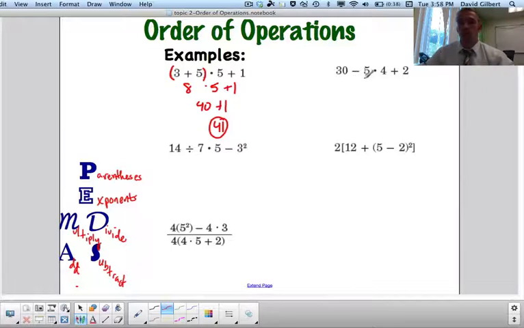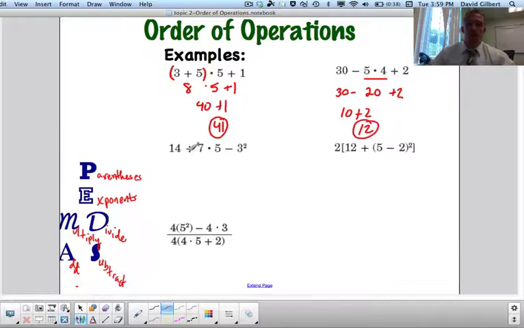Here we have to multiply. Right? We got to multiply or divide before we add or subtract. So here we have to multiply before we subtract these. So I still have the 30 minus, the 5 times 4 is 20, and then plus 2. Now we have subtraction and addition, so we just work left to right because addition and subtraction are equivalent operations. So 30 minus 20 is 10 plus 2. 10 plus 2 is 12.